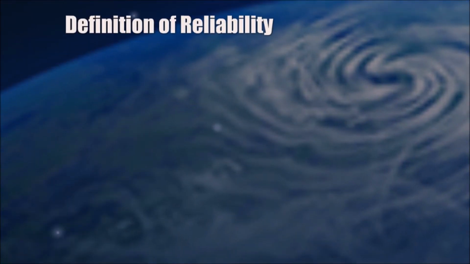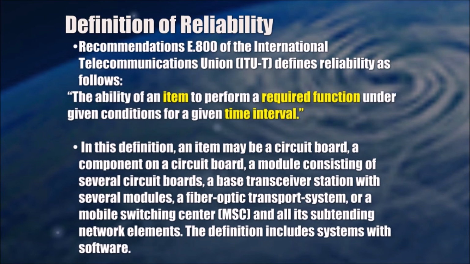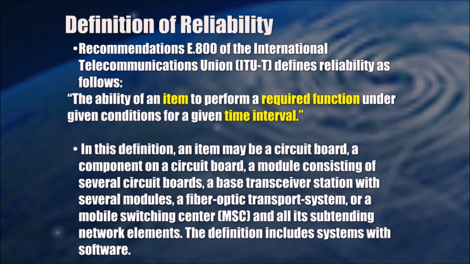Definition of reliability. Recommendation E.800 of the International Telecommunications Union, ITU-T, defines reliability as follows: the ability of an item to perform a required function under given conditions for a given time interval. In this definition, an item may be a circuit board, a component on a circuit board, a module consisting of several circuit boards, a base transceiver station with several modules, a fiber optic transport system, or a mobile switching center, MSC, and all its subtending network elements. The definition includes systems with software.